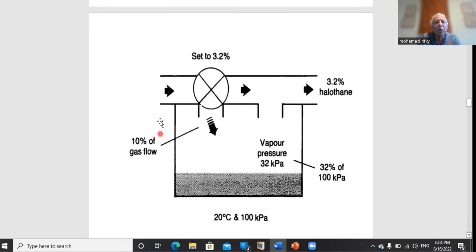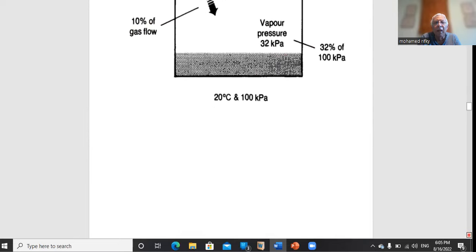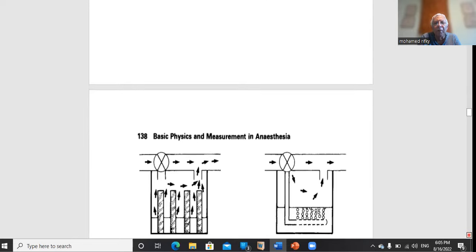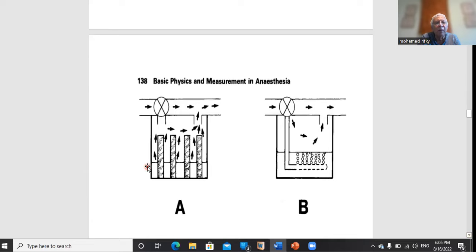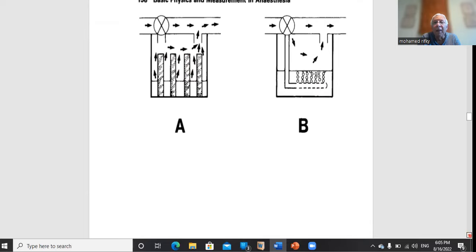And this is how we initiate the concentration of the anesthetic by the knob, controlling the bypass. Whenever 10% enters the vaporizer, only 10% of the partial pressure will be delivered accordingly at the temperature of 20, of course, room temperature. And these are the wicks. As you can see, the surface area is being increased by these wicks. And this is the sentry tube, whether metal or glass, to increase the surface area by bubbling.